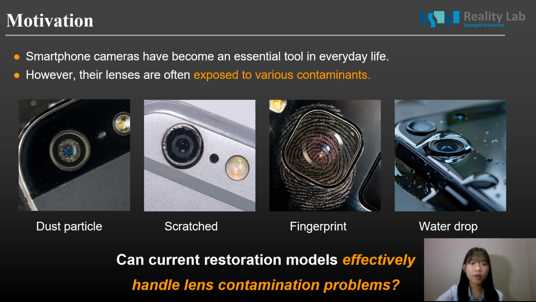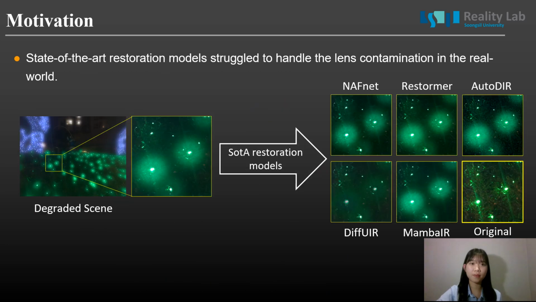So, can current restoration models effectively handle lens contamination problems? We tested how well current state-of-the-art restoration models can restore images degraded by lens contamination. Despite their advanced capabilities, current SOTA methods struggle to handle the diverse and complex degradation patterns caused by lens contamination. Furthermore, generative models not tailored to specific datasets, such as AAAI, also failed to produce satisfactory results.